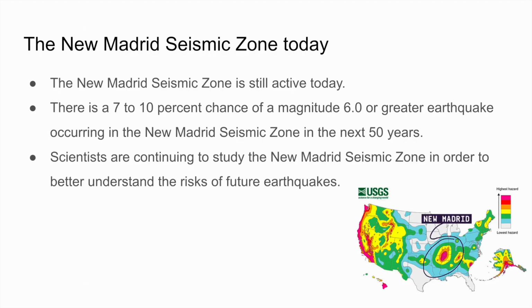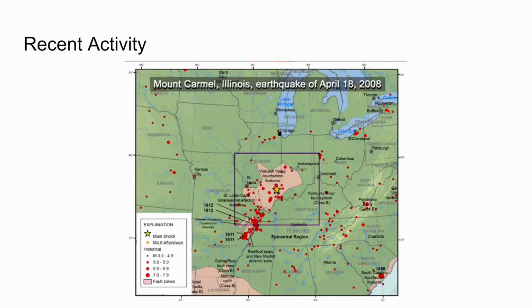Okay, so today the New Madrid seismic zone is still active, and there's a 7 to 10% chance of a magnitude 6 or greater earthquake occurring in this zone. And scientists are continuing to study this zone in order to better understand the risks of future earthquakes. And there's also been recent activity. In 2008, there was a magnitude 4.5 earthquake. It's called the Mount Carmel, Illinois earthquake.